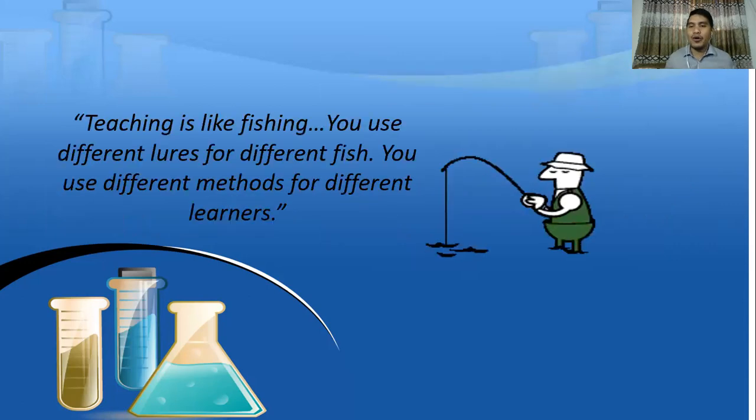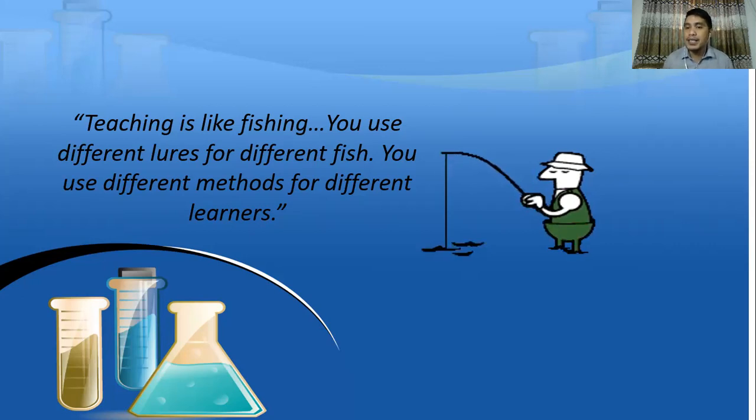All right, so let me go back again to the statement. Teaching is like fishing. You use different lures for different fish. You use different methods for different learners. So there are different methods that we can use in science teaching. It's really your decision when you teach later on which method is apt for the particular lesson or topic or learning content that you are delivering to the class. And of course, take note that we have to consider the needs of the learners, and the methods have to be responsive to the needs of the learners.